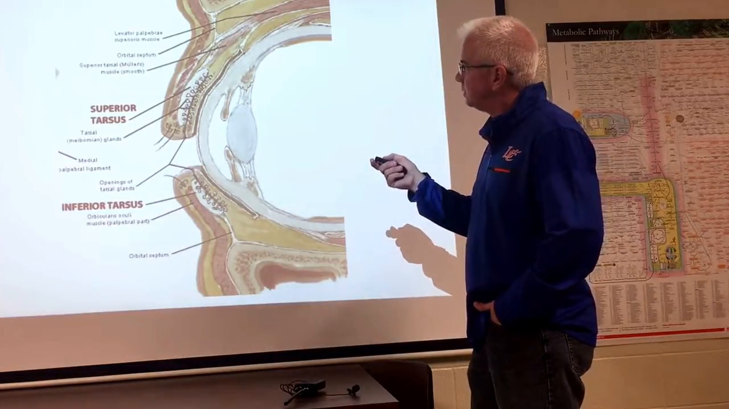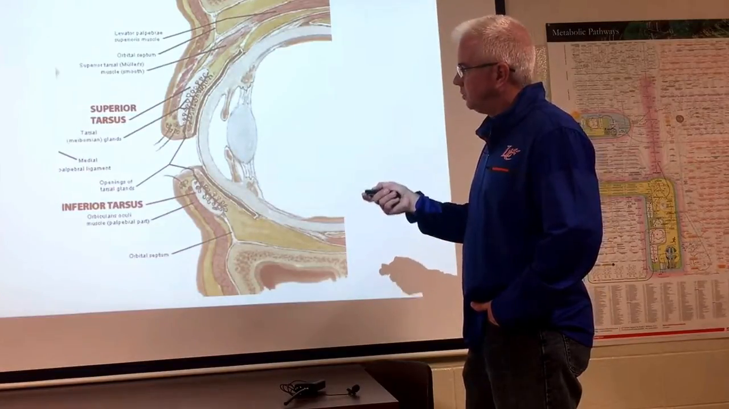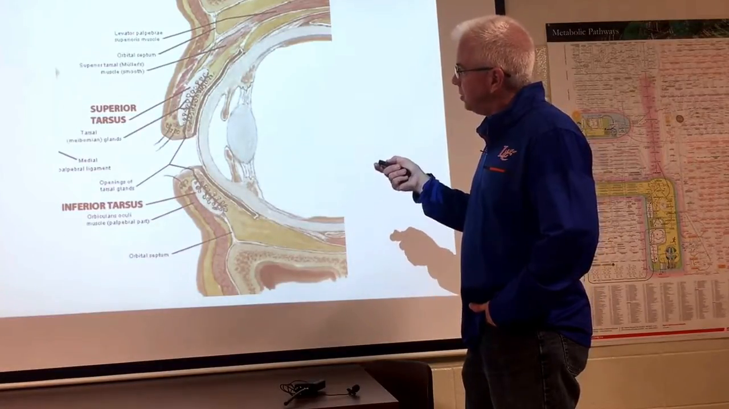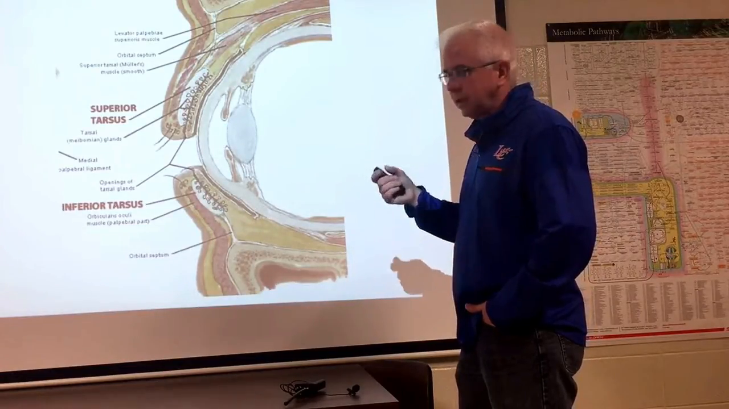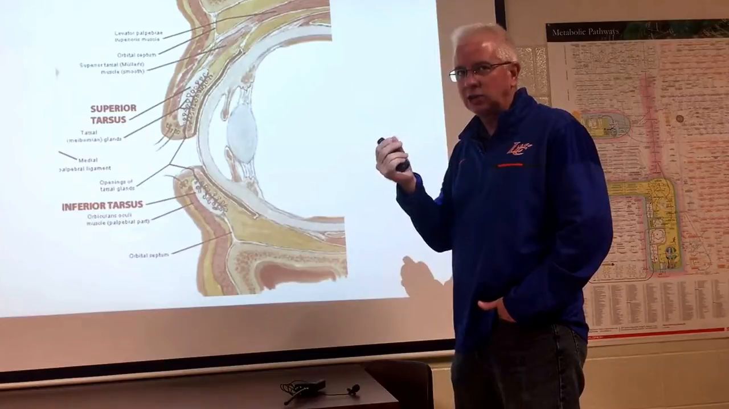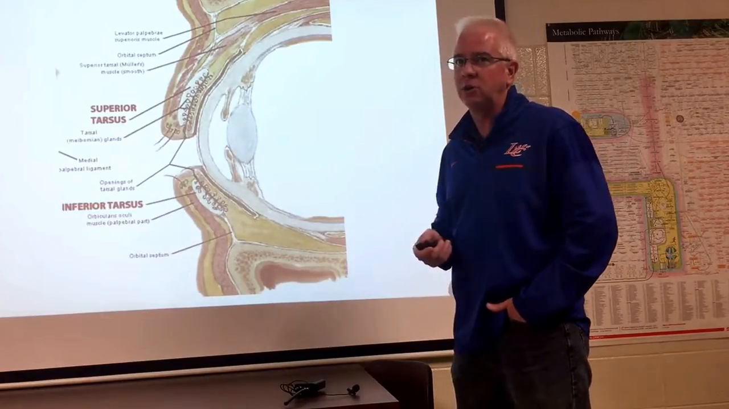Let's try something else here. This labels the superior and inferior tarsus, which is why I pulled it out of the atlas. You can see that there are these dense plates. They're actually fibrocartilaginous plates, very tough plates. You can feel them in your eyelids.